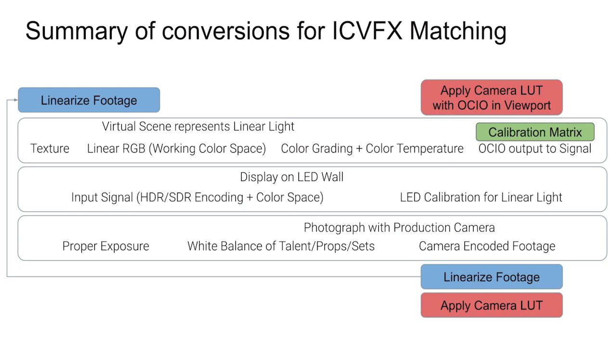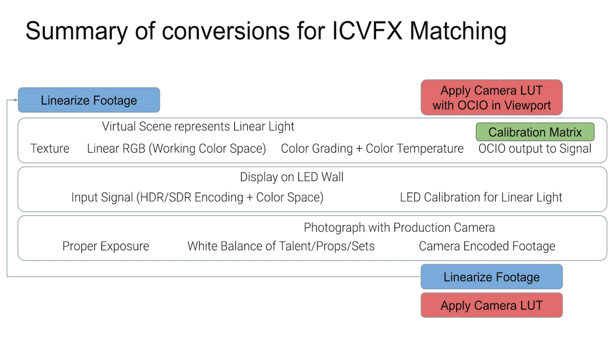And if that's true, then we have a slide here where we can show the fact that there's a lot of places where all those changes have to be dealt with. The virtual scene itself represents linear light, and there's rendering and a whole bunch of things going on inside of the renderer itself. And at the end, there's the display on the LED wall, and there's adjustments that can be made there. You want to handle whether or not you're in one color space or the other.